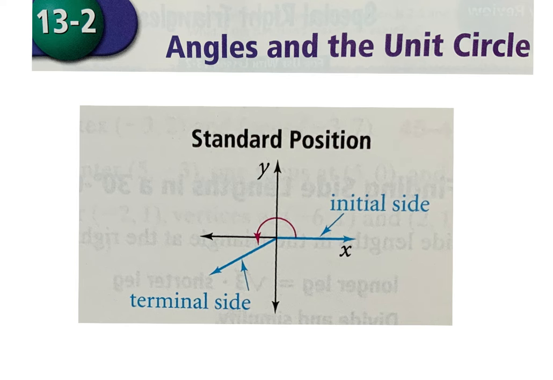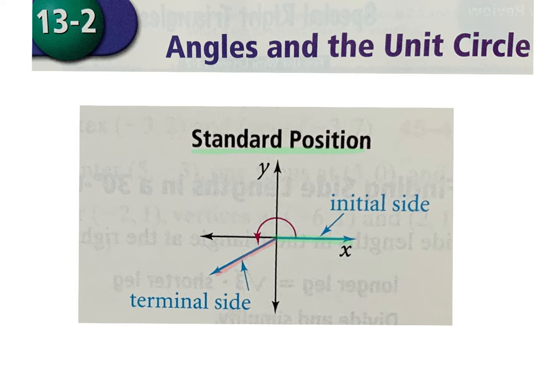Some terms here. Standard position is your first term in this section. Standard position means you start right here on the x-axis on the positive side. Your vertex is on the origin. Your initial side, where you start the angle, is to the right on the x-axis. Your terminal side, terminal means ending, right? That's where it ends.